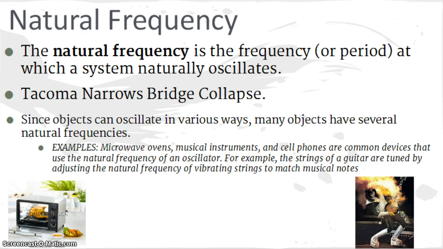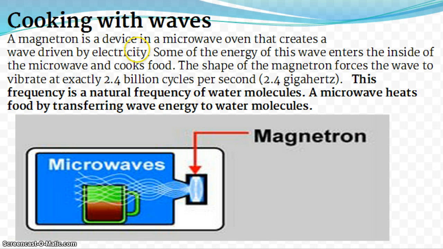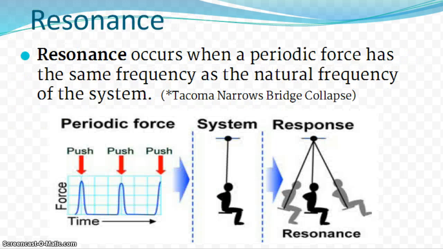Here's a cool concept of using a magnetron, using a microwave. A magnetron is a device in a microwave oven that creates a wave driven by electricity. Some of the energy of this wave enters the inside of the microwave and cooks food. The shape of the magnetron forces the wave to vibrate at exactly 2.4 billion cycles per second, which is 2.4 gigahertz. This frequency is the precise natural frequency of water molecules. A microwave actually heats up food by transferring the wave energy to water molecules. You heat up the water, you heat up the food.